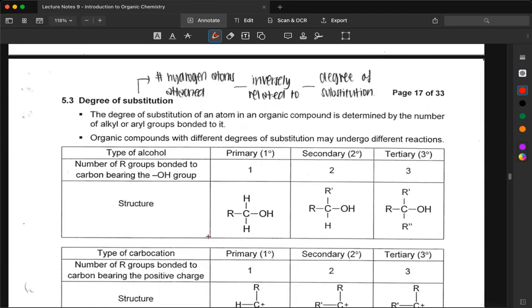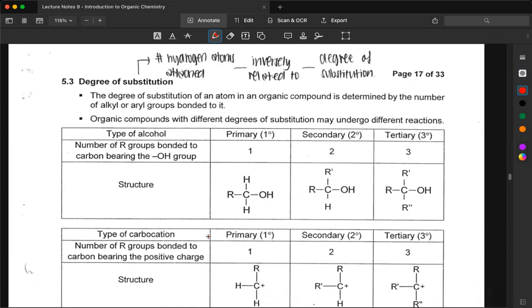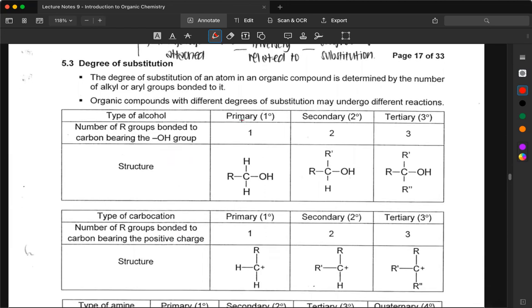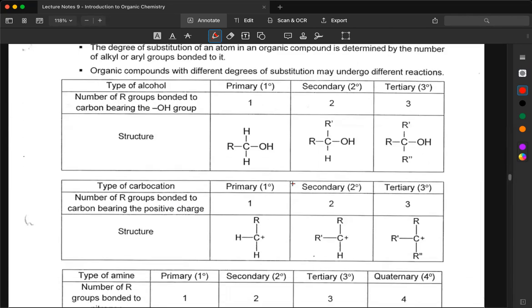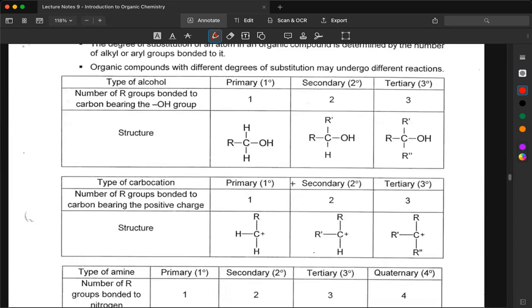The degree of substitution of an atom in an organic compound is determined by the number of alkyl or aryl groups bonded to it. So organic compounds with different degrees of substitution may undergo different reactions. So we have the primary, secondary, and tertiary. So let's say you have one R group bonded to the carbon bearing the OH. We call it primary. 2, secondary. 3, tertiary. So that's how we classify it to show the degree of substitution.